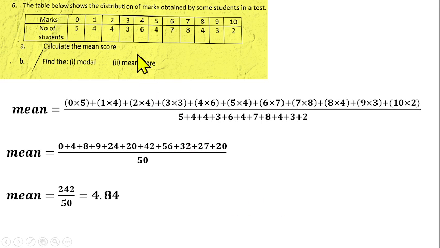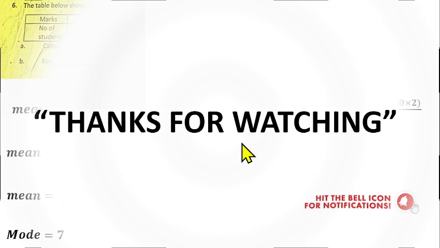Then to get the mode, it is the mark with the highest frequency. Don't forget that these are marks. So the highest frequency here is 8. That means mark 7 appears 8 times. That's the number that appears most here, which is 7. So 7 appears most, it appears 8 times. That means 7 is the mode, and that's the solution for question number 6.